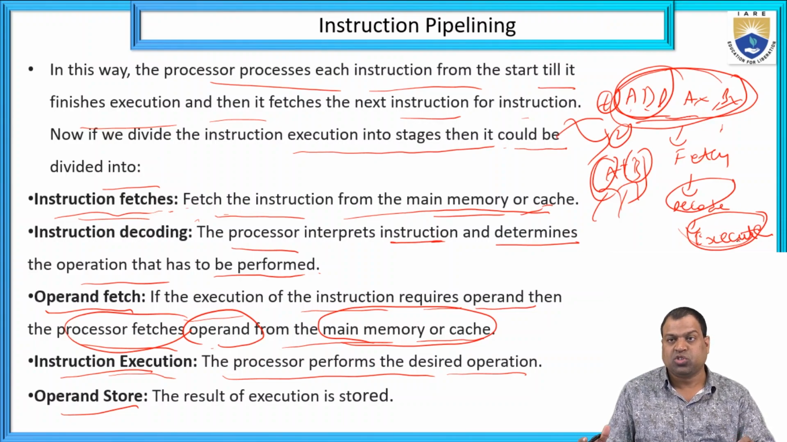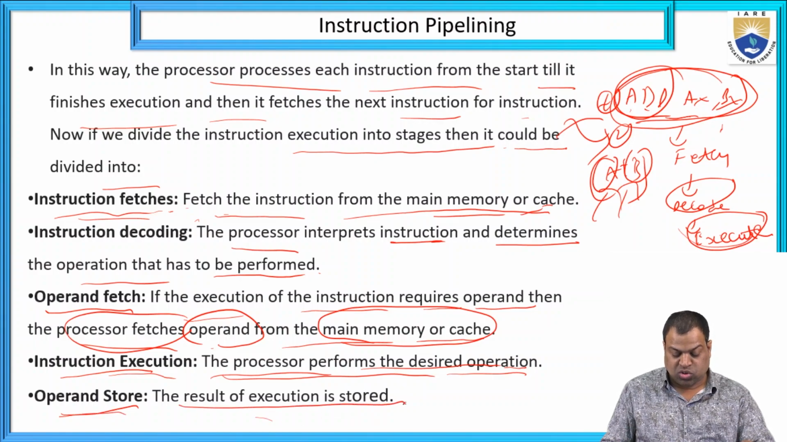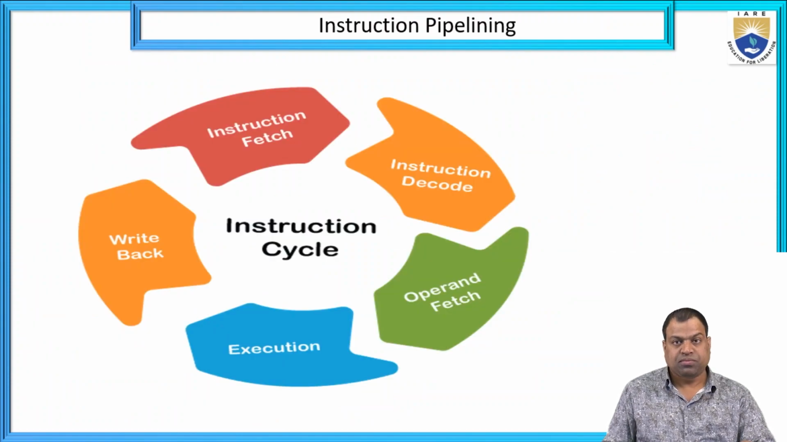What is execution now? Arithmetic: add means we are adding 2 numbers, that is, I need 2 registers. Suppose after the execution it will ask what is the value of A and what is the value of B. We have to enter these values, then we will get the answer for the 2 values. So instruction execution means the processor performs the desired operation. And operand store: the result of execution is stored in the operand store.